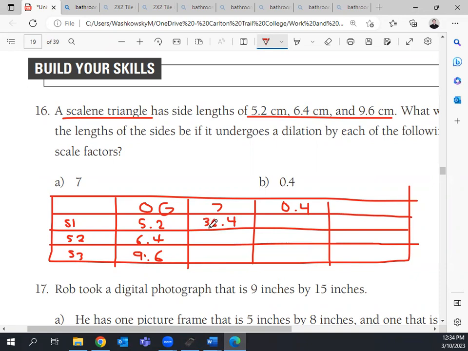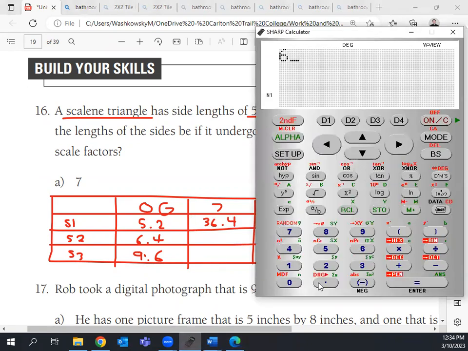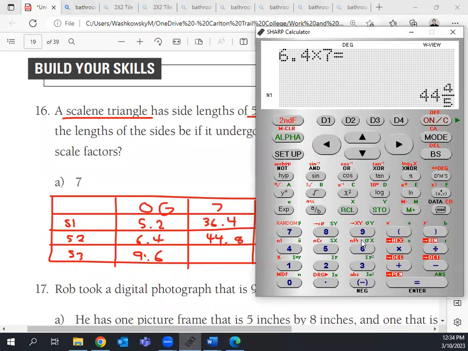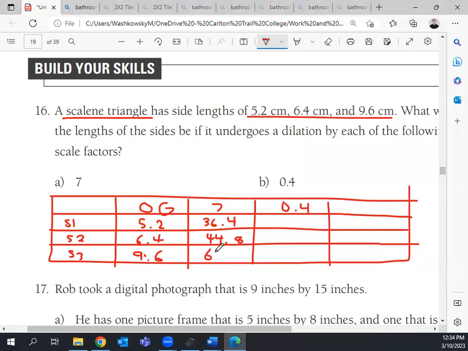I'll just do the sevens first. So I take 6.4 times 7, that's 44.8. Take 9.6 times 7. Again, you could do this in your head if you wanted. Feel free to just use a calculator too, you have those at your disposal. That's 67.2. So your shape is 7 times larger, right?